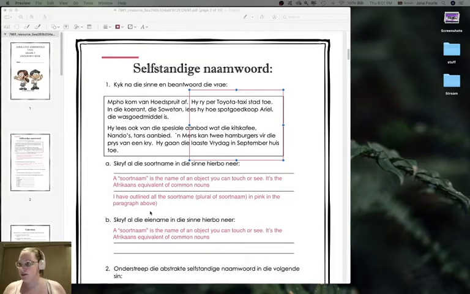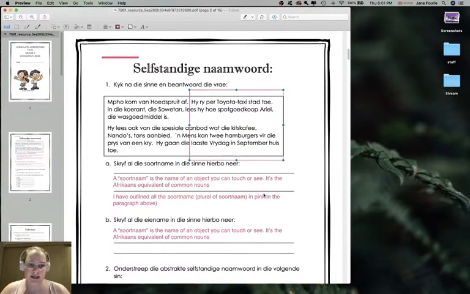So I'm actually going to show you, one of the ladies on the WhatsApp group messaged me and asked for help with her neighbor's son's homework. He's in grade 7 and this is his homework. And anyway, I'm going to go through this.